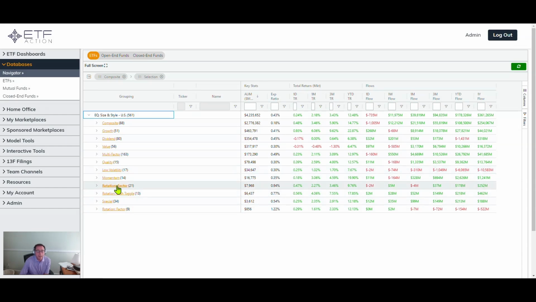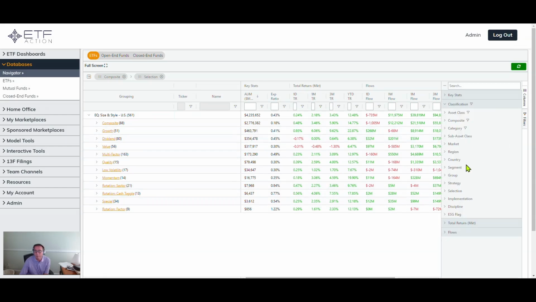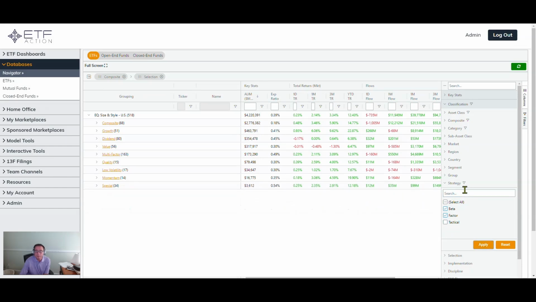And we can see I did actually include those rotation, sectors, toggle, specialties. So I'm going to remove those real quick. And it looks like I forgot to hit apply on that filter. So I'm going to go to selection, and I'm just going, strategy, tactical. I'm just going to hit apply there to remove those out.